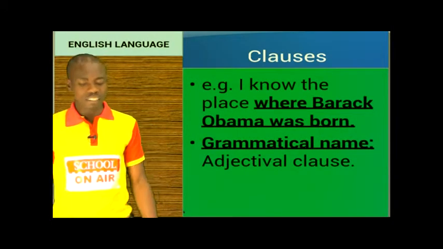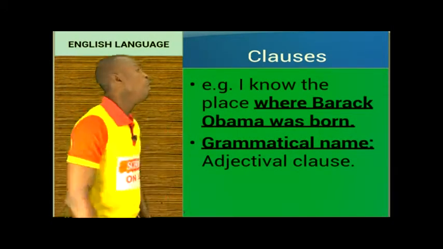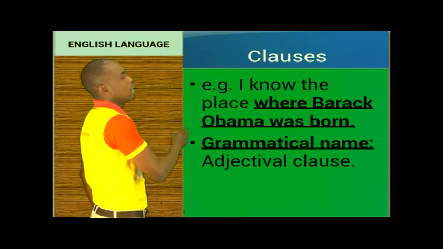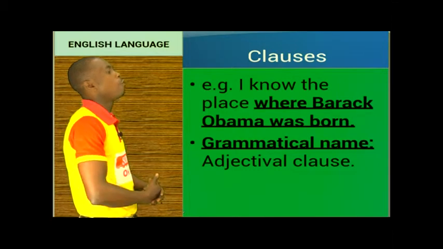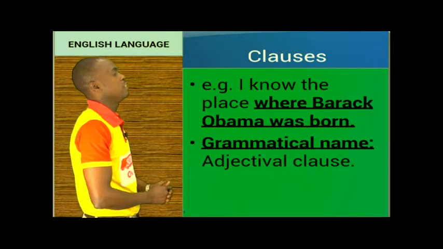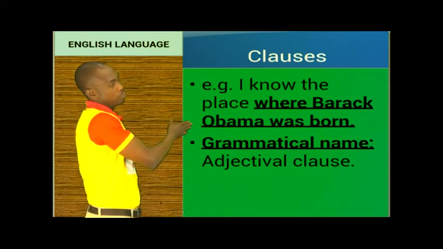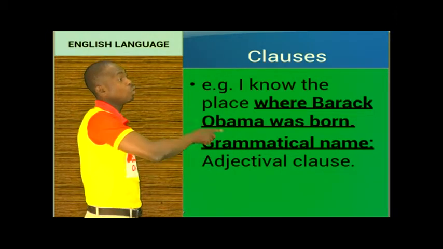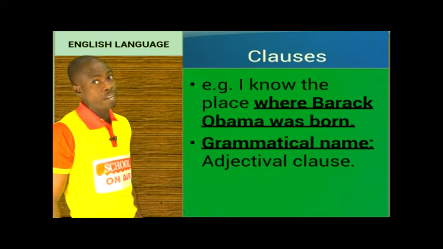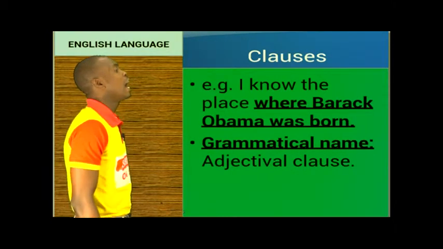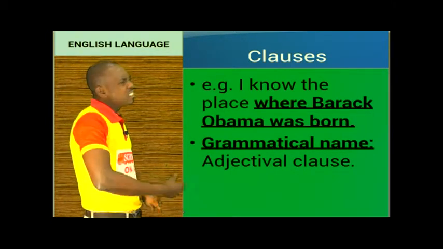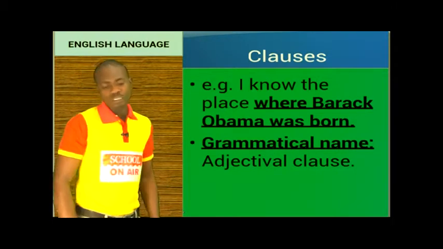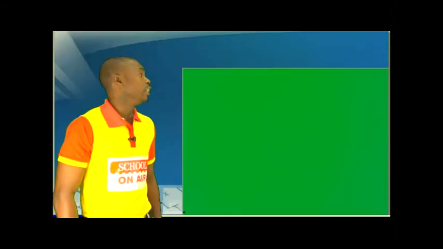And these are the examples. We have, I know the place where Barack Obama was born. The grammatical name of where Barack Obama was born is adjectival clause because it contains a verb. What is the verb that is there? That is was born. That is a finite verb. So it makes it a clause. And it describes the place where Barack Obama was born. That is what makes it an adjective.